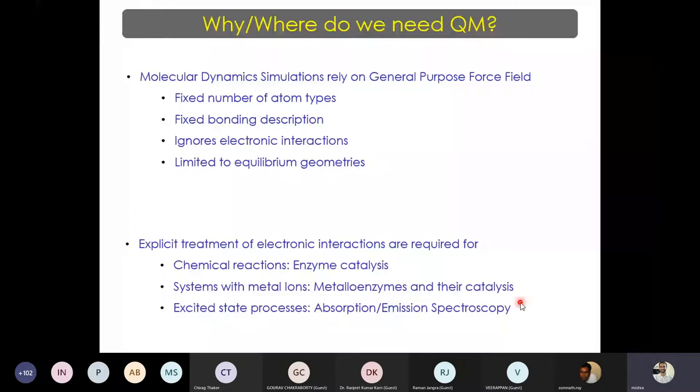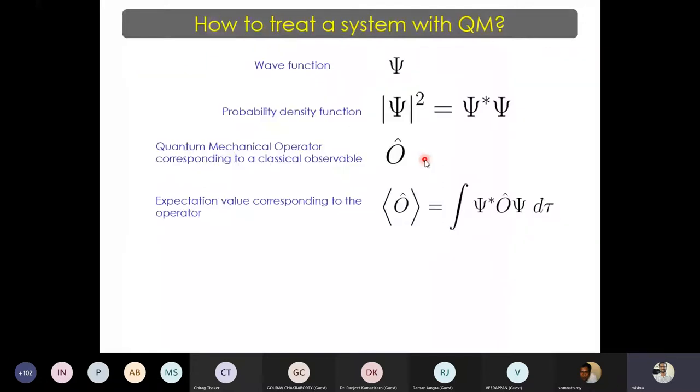Apart from these, wherever we look for excited state processes, because the force fields have been generated keeping the ground state in mind. So whenever we have electronic state transition, such as in absorption or emission spectroscopy, or even in NMR spectroscopy, we cannot use molecular dynamic simulations to answer those questions. All right, we got to know why and where we need quantum mechanics. Now we'll look at how to treat a system with a quantum mechanical approach.